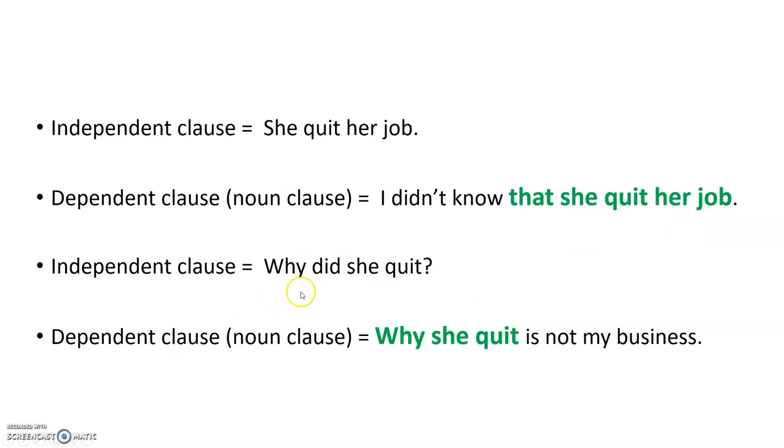Sometimes we use questions. "Why did she quit?" I can make that a noun clause too. The question words change a little bit. You see the difference? "Why she quit is not my business." In this case, the whole clause is the subject of the bigger sentence. So you have just a couple examples to start.